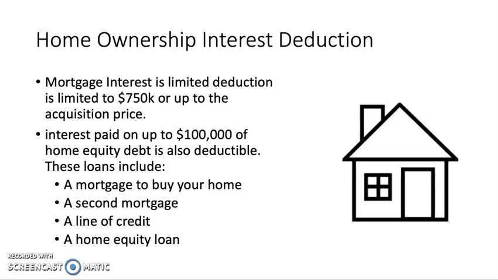And interest paid on up to $100,000 of a home equity debt is also deductible. The types of loans that allow you to deduct interest include a mortgage to buy your house, a second mortgage, so vacation property or rental property, a line of credit, so a home equity line of credit.